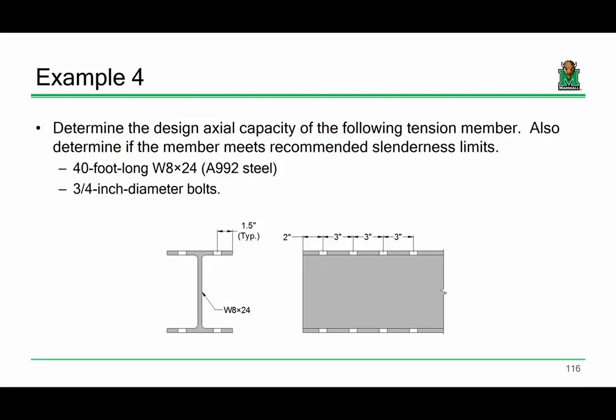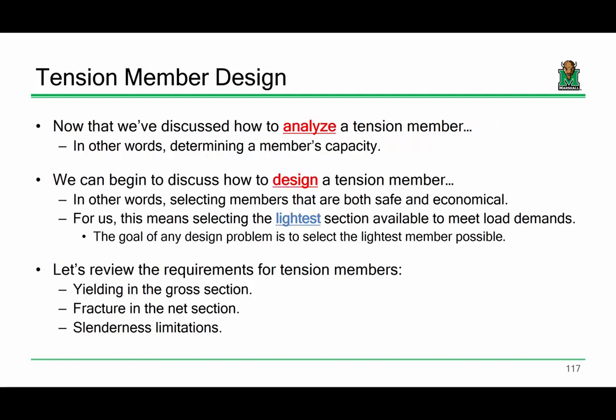So how do I know how heavy this section is? Which number tells me what's the weight? The 24. So if I give you a design problem and I say pick the most economical W8 section that there is, I want you to pick the lightest one, the one with the smallest weight, the one with the smallest 24 value. Everybody okay with that? So that is generally going to be a metric that we use throughout this semester. Okay?